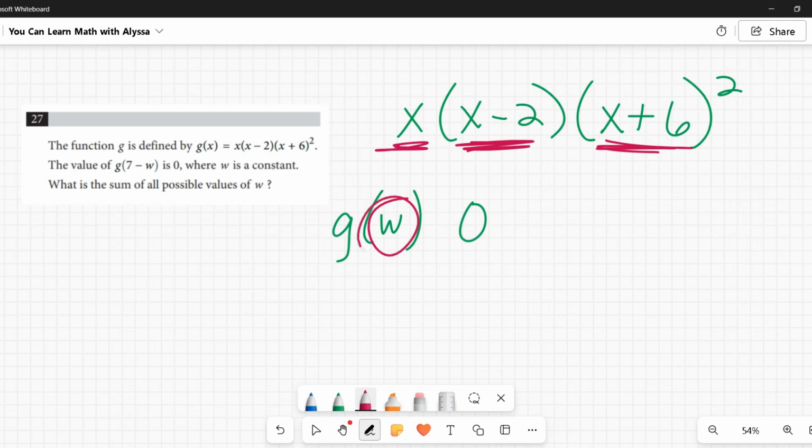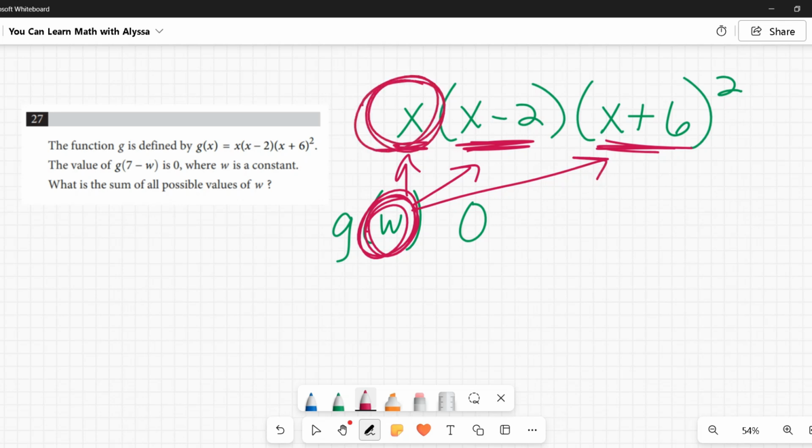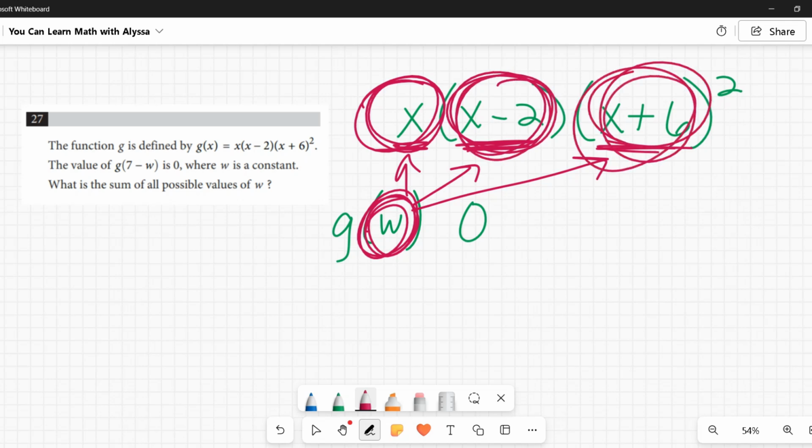And if I was just looking for w, I'd say, okay, well, if I plug this number w in for x in these 3 locations, either this would have to equal 0, or that would have to equal 0, or that would have to equal 0, because I know when I plug this unknown number in, I get 0. Okay, now let's take it one further.